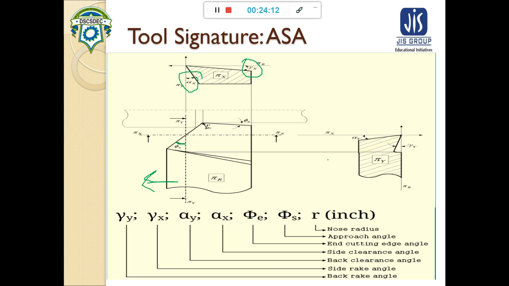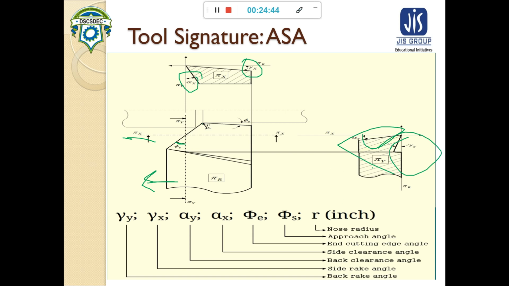Now if we see from the front, cutting through this pi y plane, then we can see this is alpha y. That means this angle is the end clearance angle or back clearance angle, and this angle is known as the back rake angle.